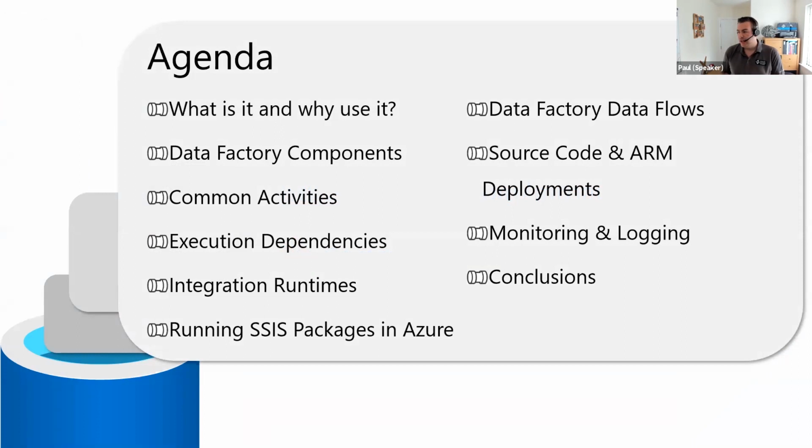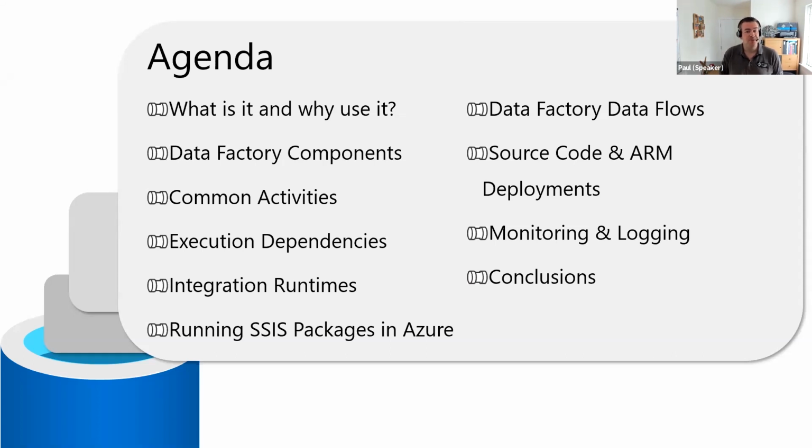Then let's take a look at our agenda, the thing I've already told you I struggle with when it comes to an introduction: what to exclude. What I'm going to go through is the obvious, the what and the why, the components we need, my favorite activities within a data factory, and our execution dependencies, which is a common problem that I see go wrong. What are our integration runtimes? Then SSIS packages, actually getting them running in Azure, because I know there's a lot of investment still out there in SSIS packages.